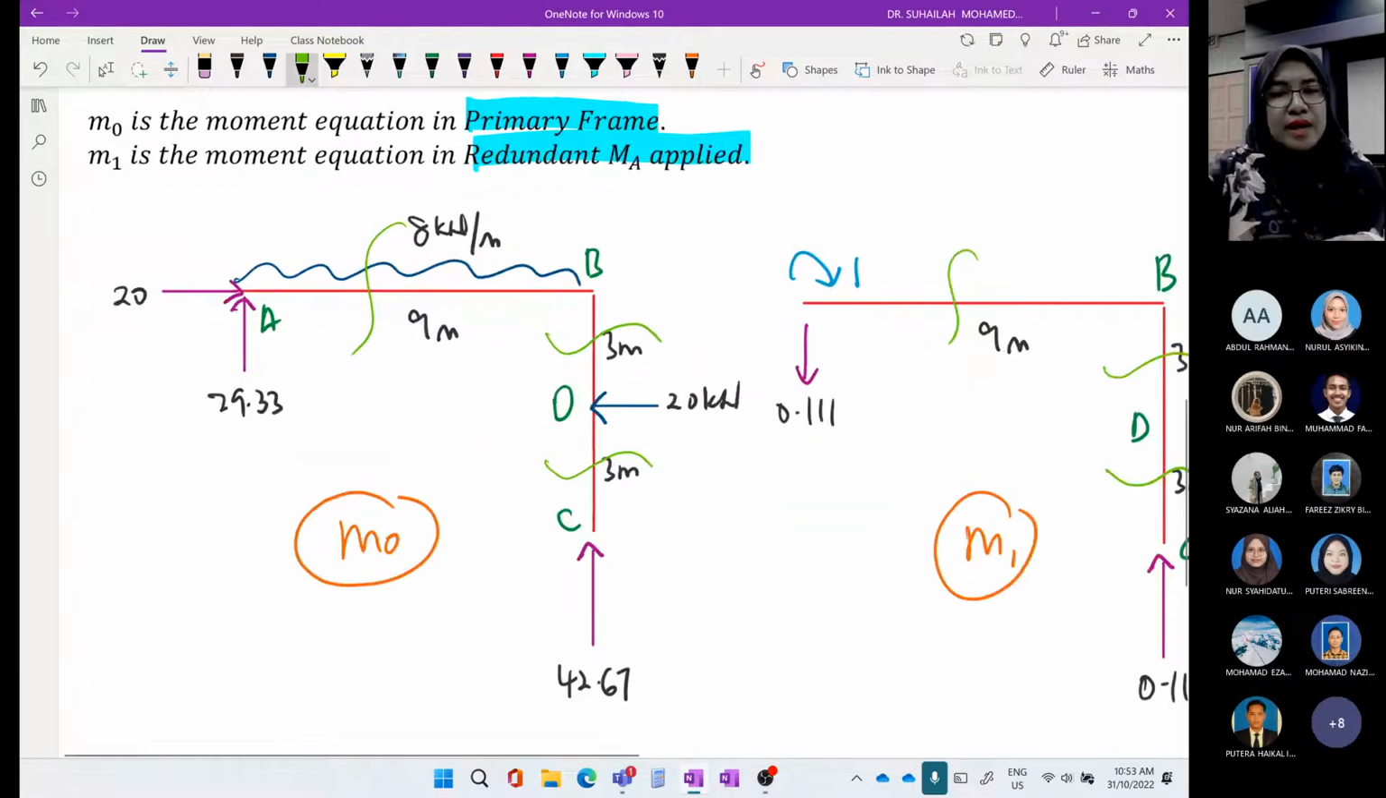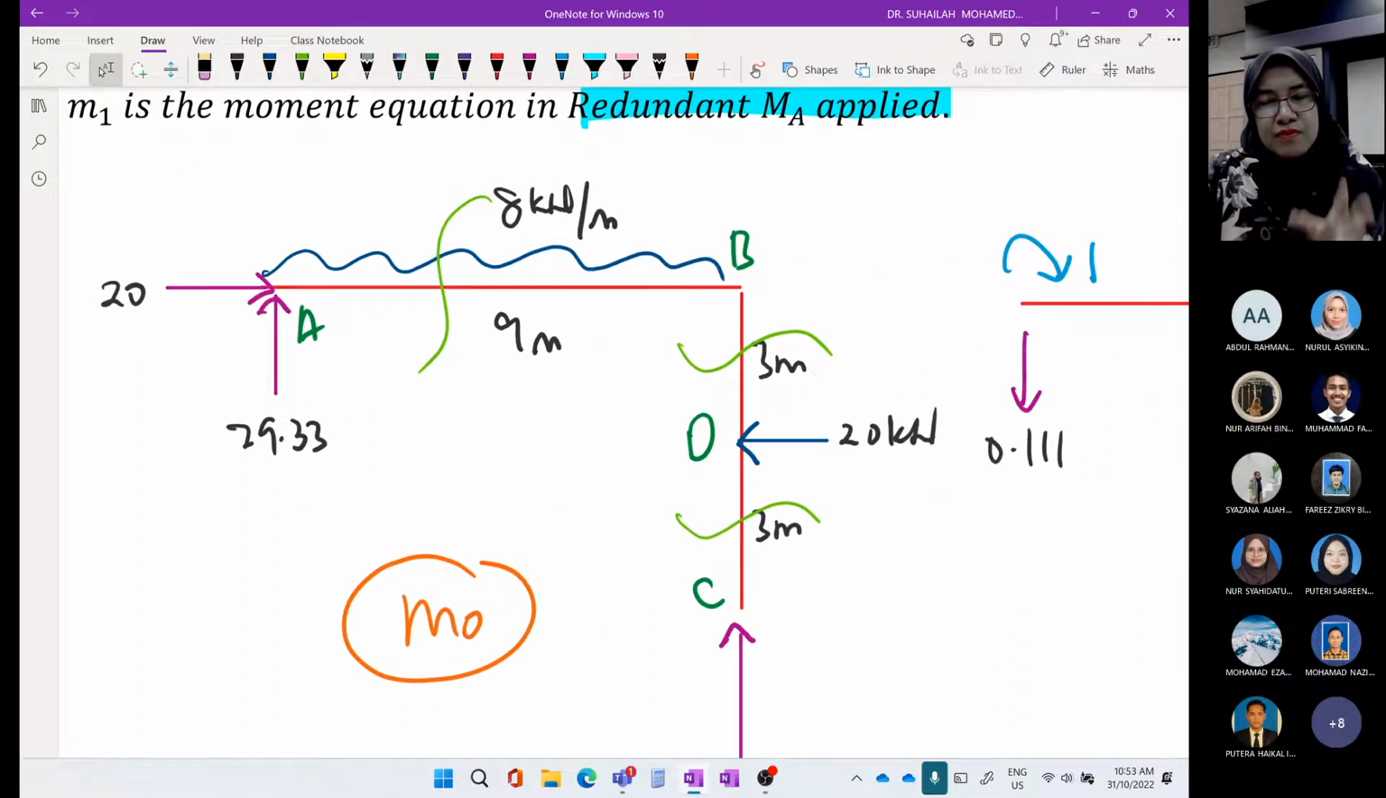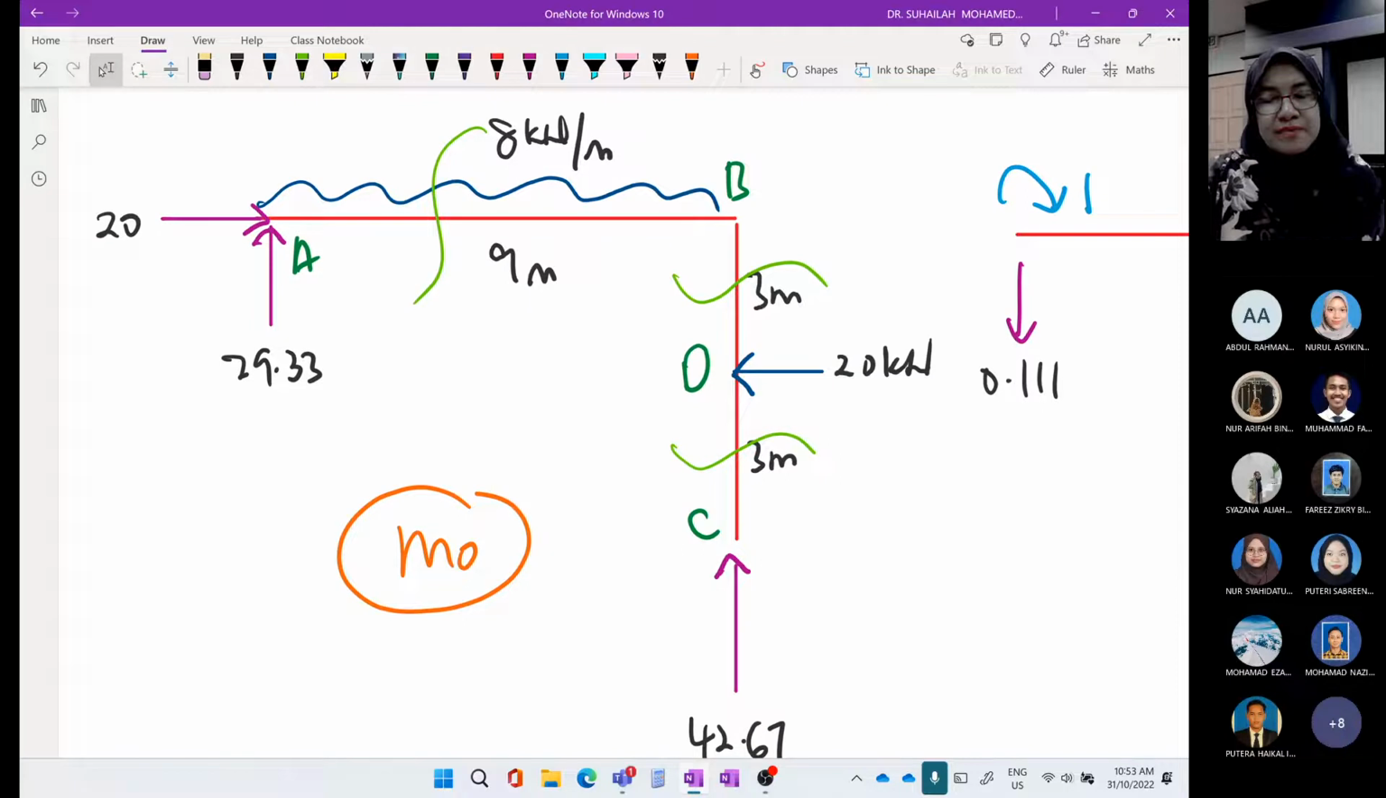Okay. So for AB, the shortest, the easiest section starts when origin starts from A. So moment is counter clockwise. Okay, for CD, always choose the shortest section. So for CD, we choose C as origin. When C is origin, the moment is clockwise.